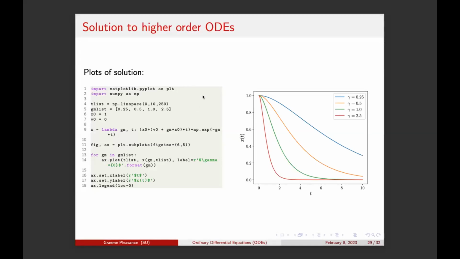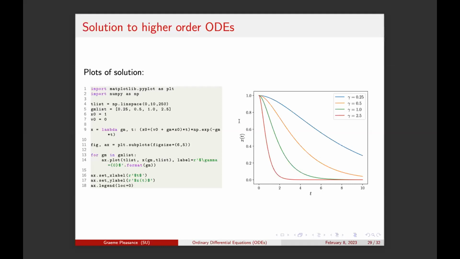Again, this code is essentially the same as what I showed on the previous slide, but just modifying it to take into account the fact that the solution is a different form. But essentially, it's just doing the same thing. So it's just defining our solution x in terms of a lambda function, and then within this for loop, it iterates through these different values of gamma that we want to plot the solution for, and plots the solution for each of these values.